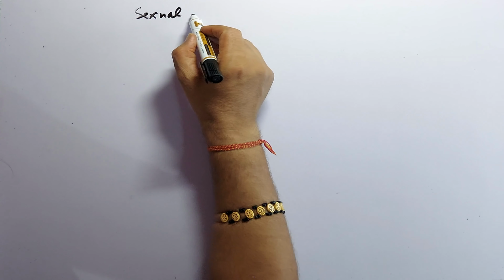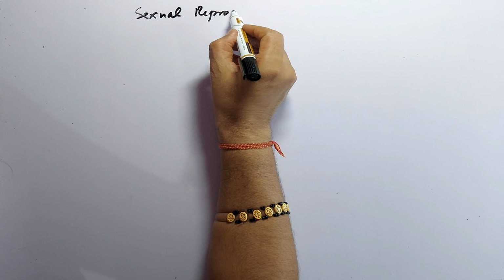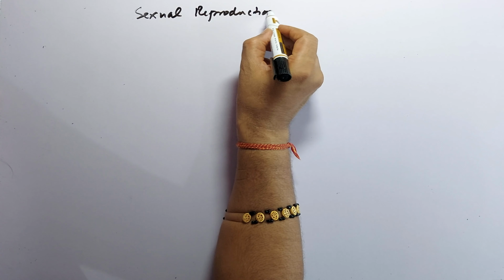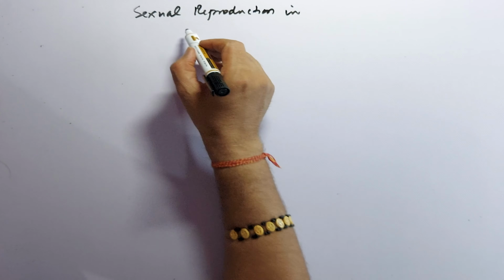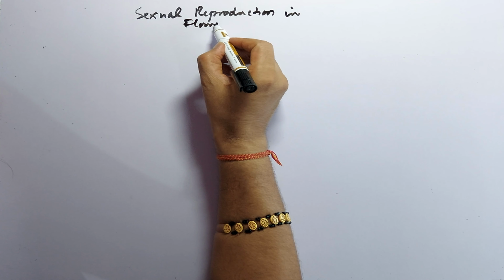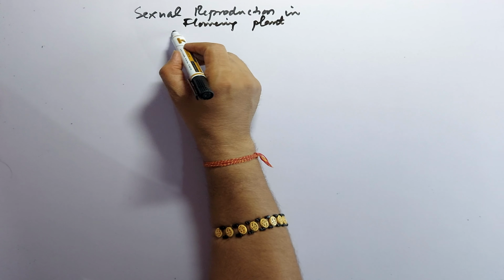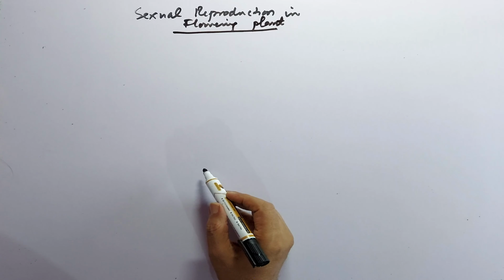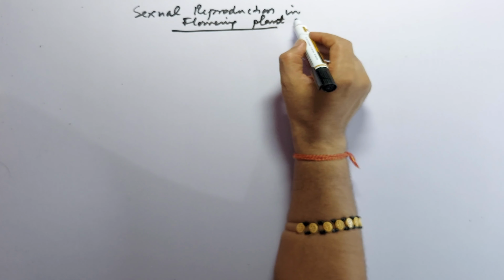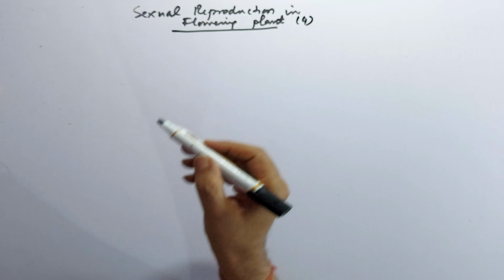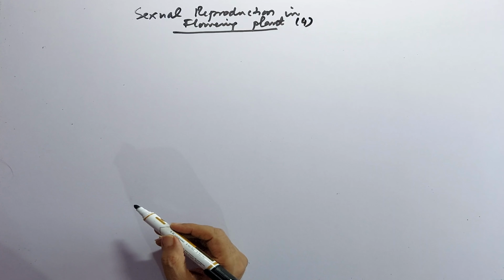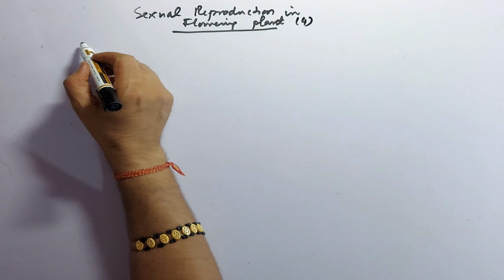Sexual reproduction in flowering plants. So this is question series number 4. Here we will discuss the first question.